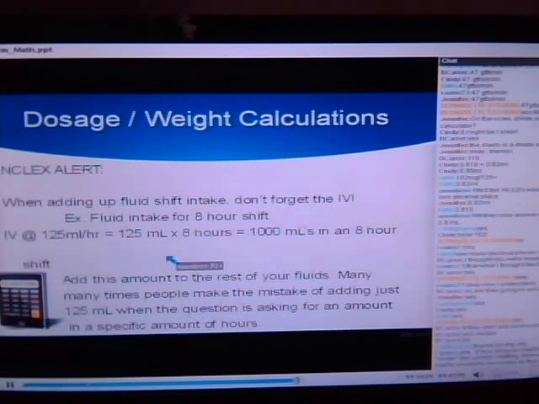All right. So as I was saying earlier, when you're figuring out your fluid intake for the shift, even though it's an easy question, don't forget to take your IV per hour and multiply that first. Okay, don't take 125 for the whole shift. Somebody actually made that mistake and got that question wrong. Now this is a difficult question here. So let's figure this one out together.